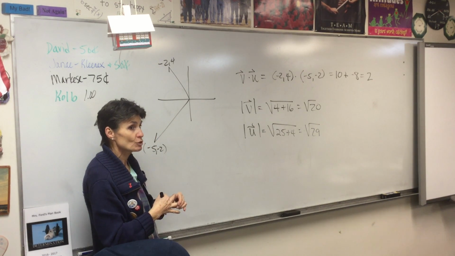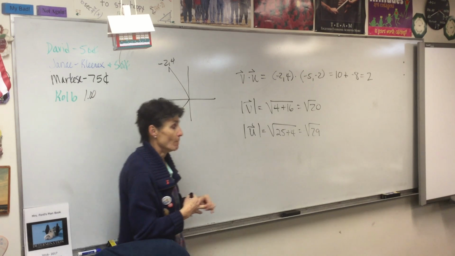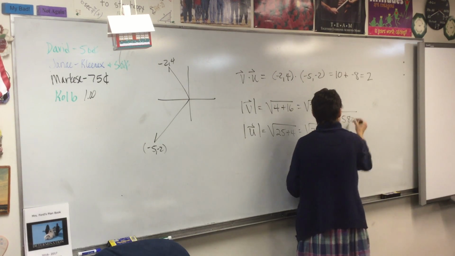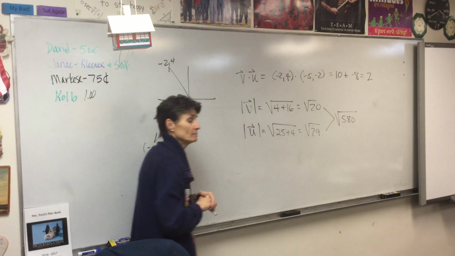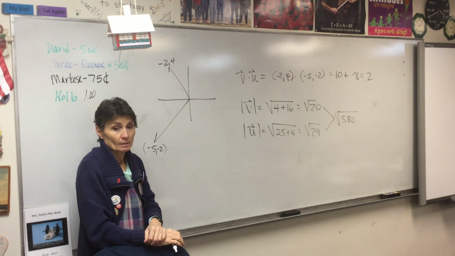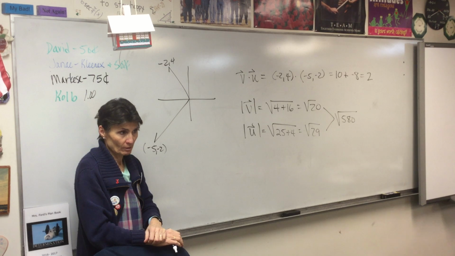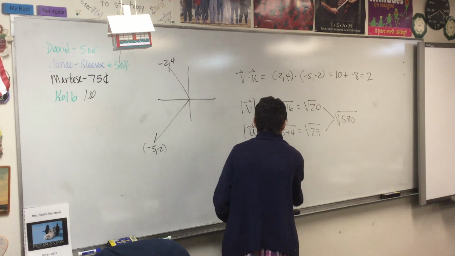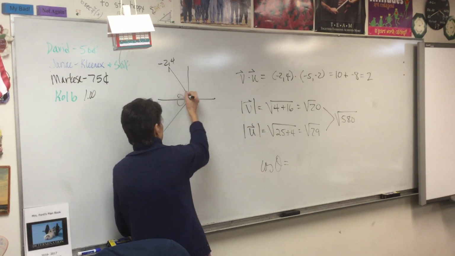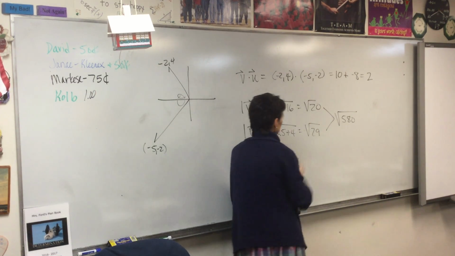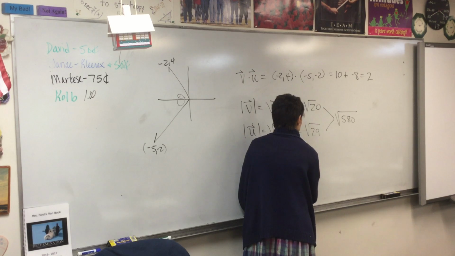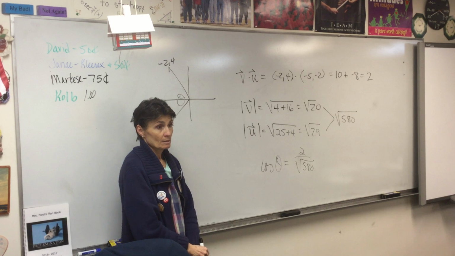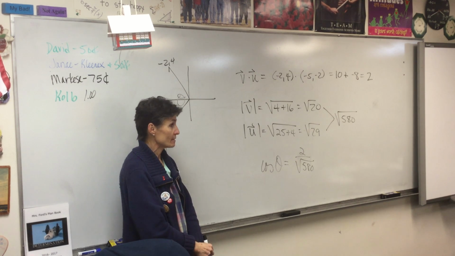Anybody remember what I do with those two magnitudes? Multiply them together, and it's going to be just one radical. It's going to be the square root of 580, 20 times 29. Now I'm looking for the angle. I know the cosine of the angle. This is the angle right here. The cosine of the angle is the dot product divided by those two magnitudes. Always cosine when you're doing the angle between two vectors.